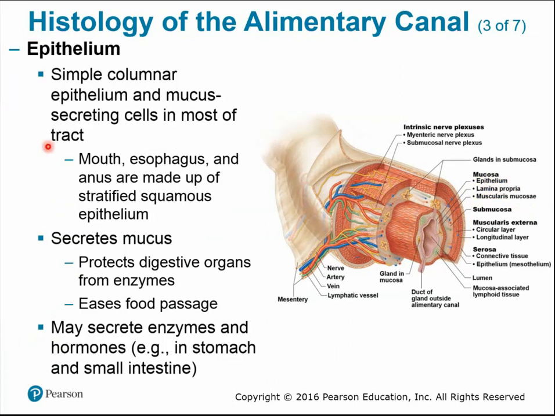So again, the epithelium is generally a simple columnar epithelium. We want a simple epithelial tissue, a thin tissue, so those nutrients can easily pass across into the bloodstream. And the mucus secreting cells are going to be throughout most of the tract as well. Some of this mucus is also going to serve a protective function. It's going to protect the digestive organs and those tissues from some of the digestive enzymes or things like the stomach acids. It's also going to help to just ease food passage, so it's going to help keep everything moist and lubricated.